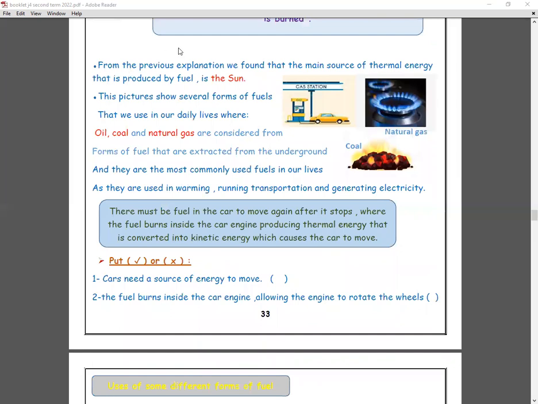So let's solve this small evaluation. Put true or false. Cars need a source of energy to move, so it will be correct. The fuel burns inside the car engine, allowing the engine to rotate the wheels, will also be correct. Okay.